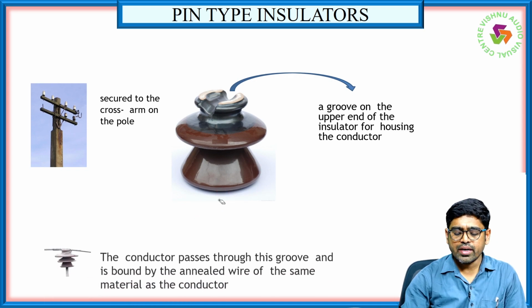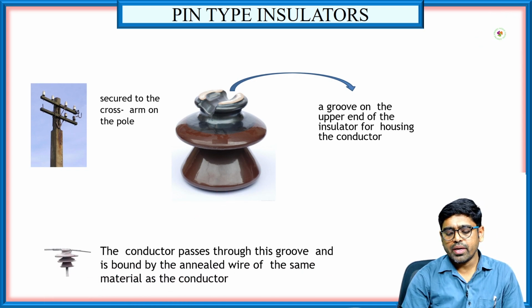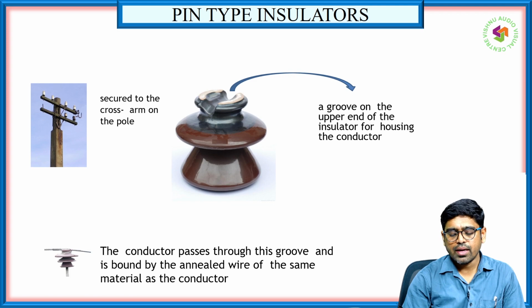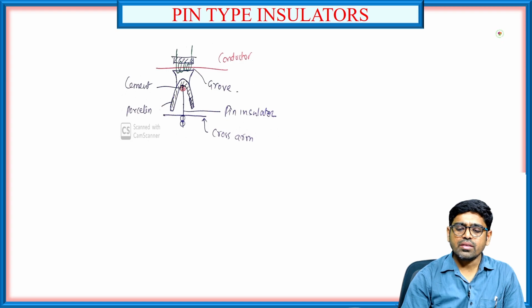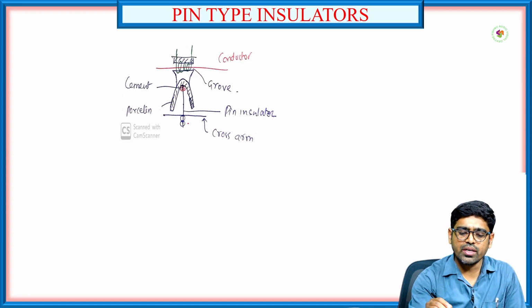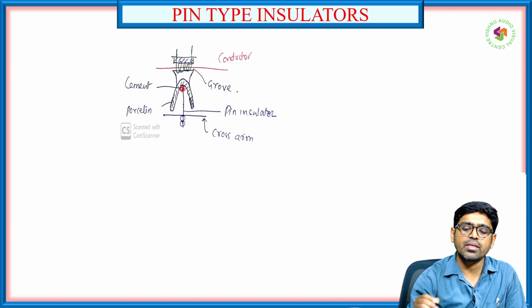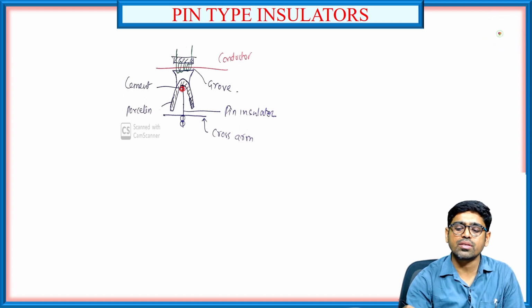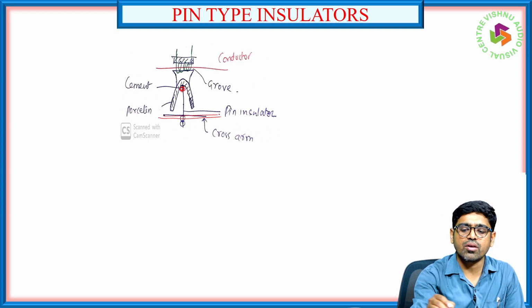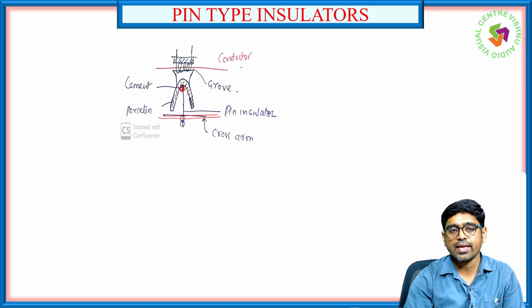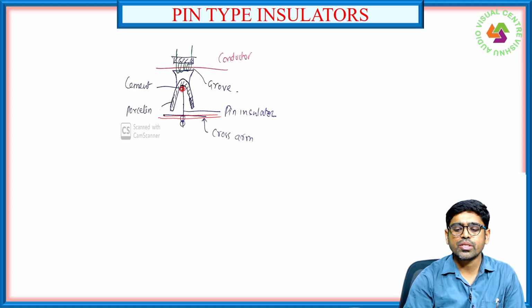The conductor passes through this groove and is bound by annealed wires of the same material as the conductor. The insulator is constructed of porcelain, and it has a cement cap and is fixed to this pin. At the bottom we have the cross arm, and at the top we place the conductor. That is how the pin insulator is constructed in the distribution system.